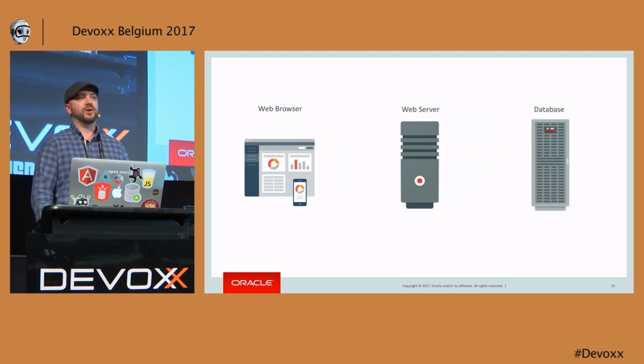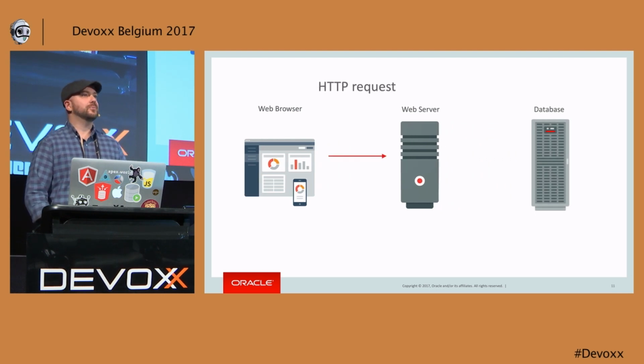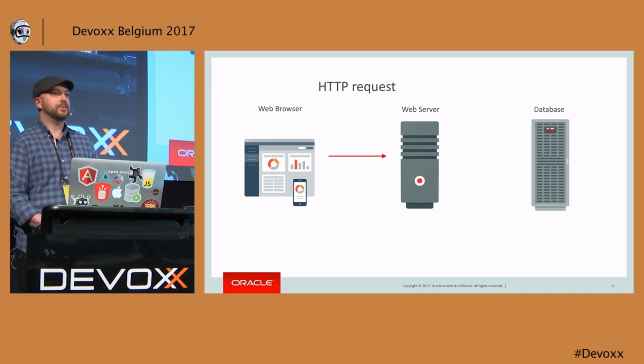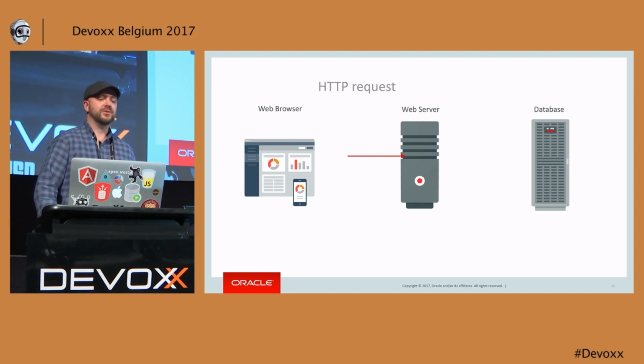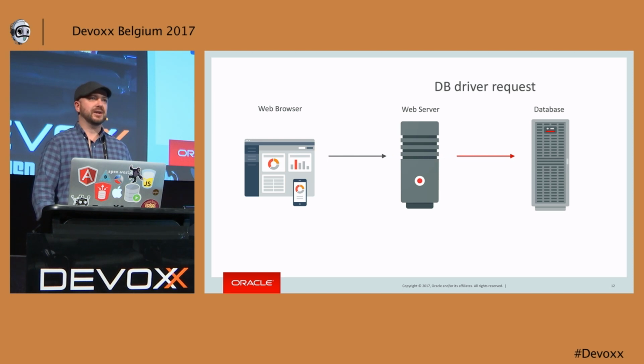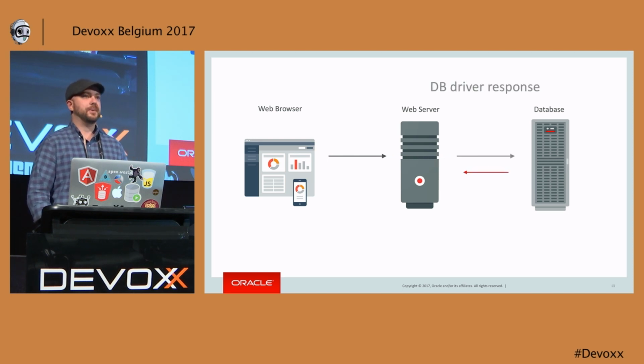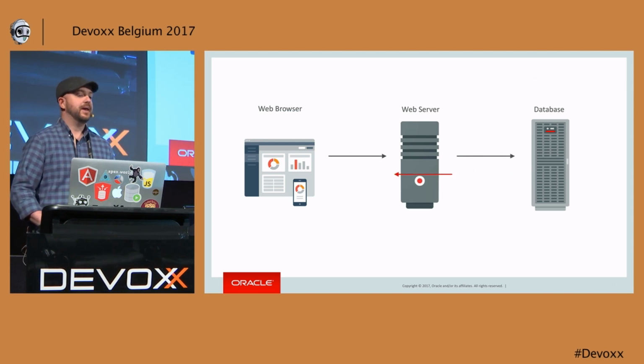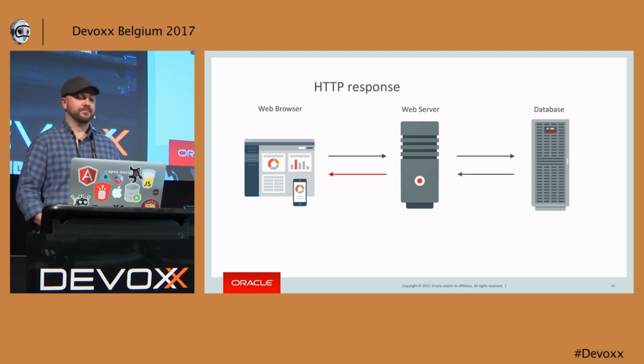We realized we could involve a database in the mix and make things more dynamic. So the web browser would still issue that same HTTP request to the web server. The web server would then use some kind of database driver technology and start issuing queries against the database, get the responses back, generate a dynamic web page, and then send that back out to the browser.